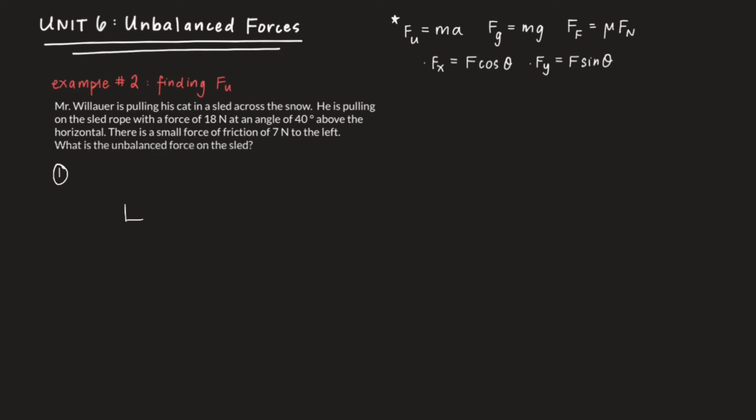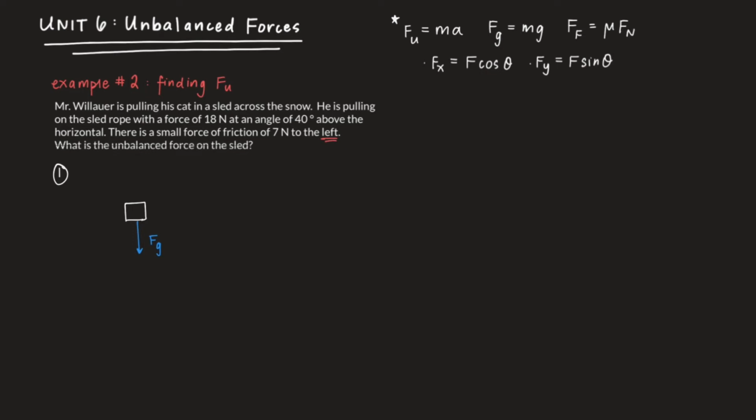So we're starting out with our free body diagram. Here is the box that represents the sled with the cat on it, I guess. We know that this sled is on Earth, so we're going to have the force of gravity pulling down. We also know that the sled is sitting on the ground, so there is a normal force. I'm not going to draw it yet, and we'll talk about that in a second.